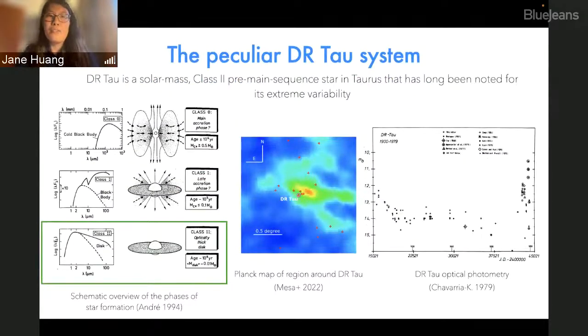DR Tau is a roughly solar mass pre-main sequence star in the Taurus star-forming region. From its spectral energy distribution, it's categorized as a Class II young stellar object, meaning that it's supposed to be more evolved and has shed its envelope. It is most notable for long-term dimming and brightening events that have been tracked over the 20th century. The most extreme one being an increase in its brightness by 5 magnitudes in the 1970s, as shown in this light curve on the right.